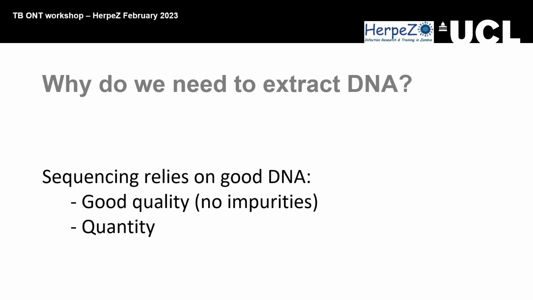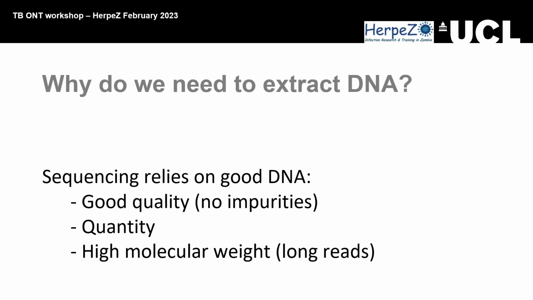Sequencing requires good quality DNA, which has no impurities or contamination. We get impurities from the detergents that we're going to be using, so we need to make sure that we do the washing properly so that we don't leave any leftovers. For the quality, the kit that we're using now needs 50 nanograms per microliter, but we're aiming as high as 400 nanograms per microliter because we don't want to get smaller quantities.